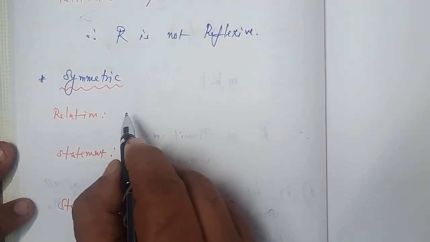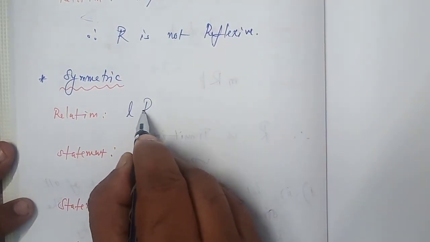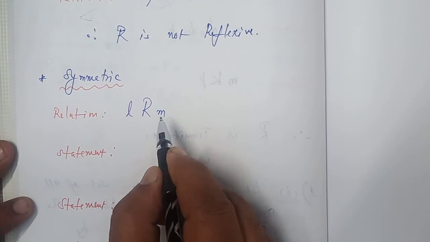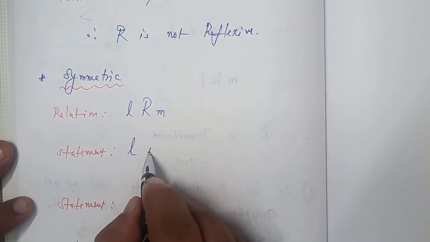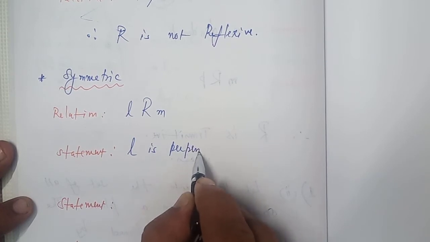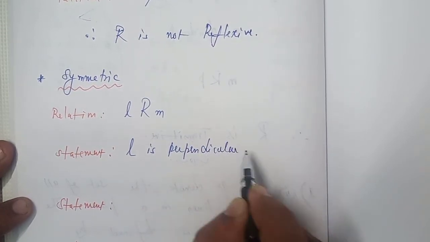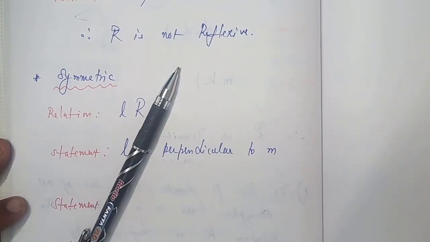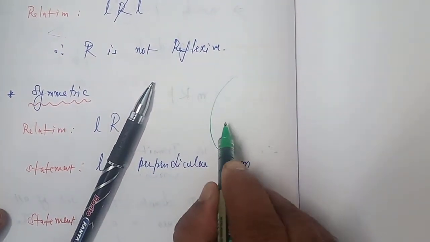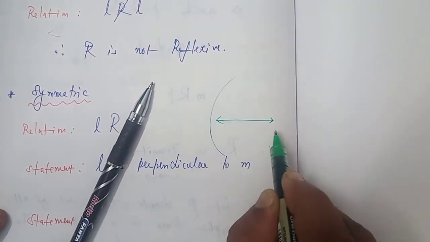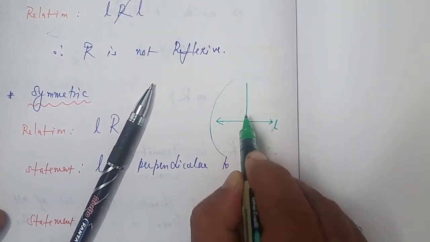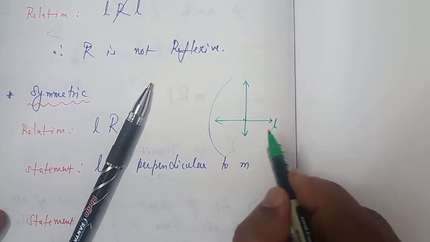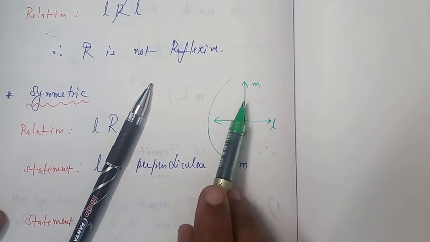Here for the relation, I take L and M. L is related to M. That is a relation. This can be written in statement form: L is perpendicular to the line M. For your reference, I draw a line over here. L, M. L is perpendicular to M.